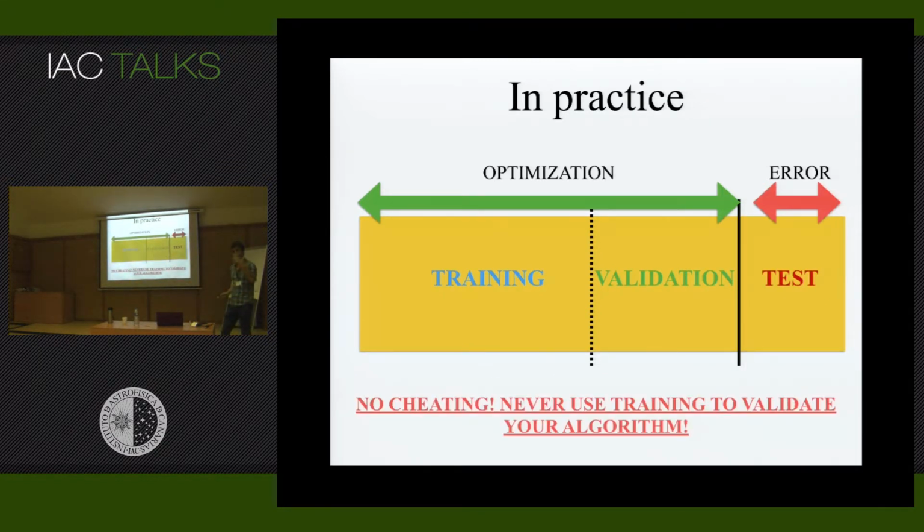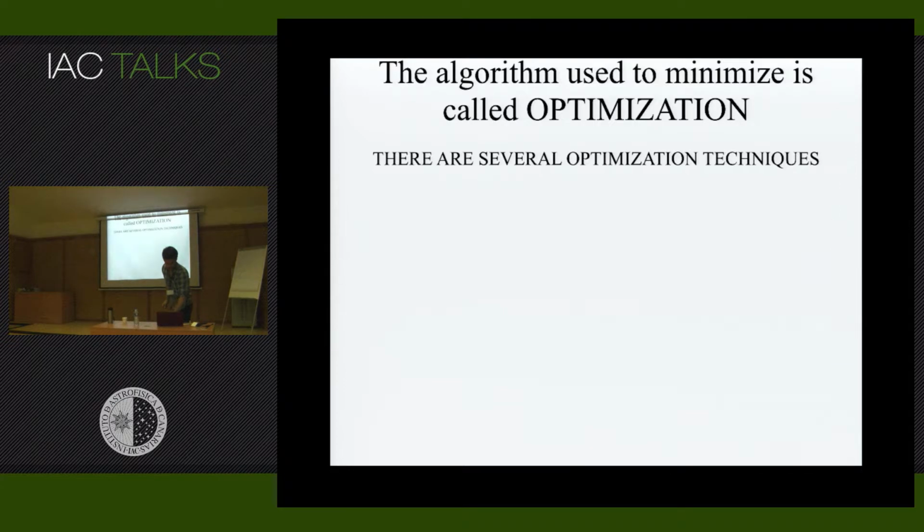So please, no cheating. This is very important. And I'm saying this because I've seen papers accepted in astronomy in which people are using the same data set to train and validate, and this is completely wrong, okay? So please, no cheating. You always use a different data set to train and validate.